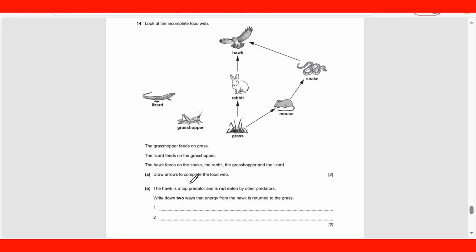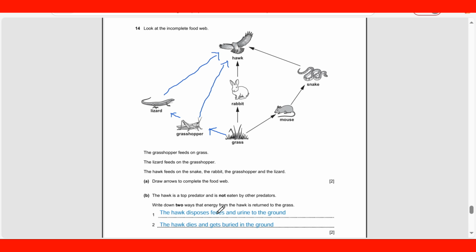The hawk is a top predator and is not eaten by other predators. Write down 2 ways that energy from the hawk is returned to the grass. Let's check out the answer, guys. Well, number 1, the hawk disposes feces and urine to the ground. Number 2, the hawk dies and gets buried in the ground, so it is being decomposed.